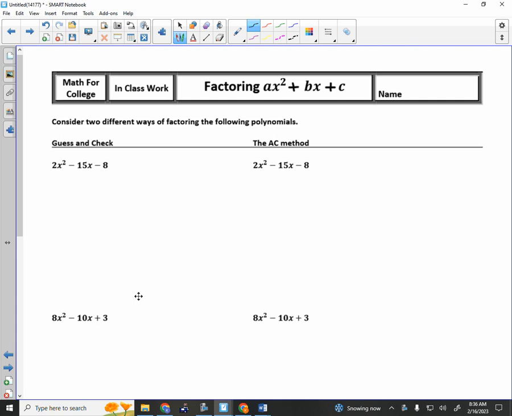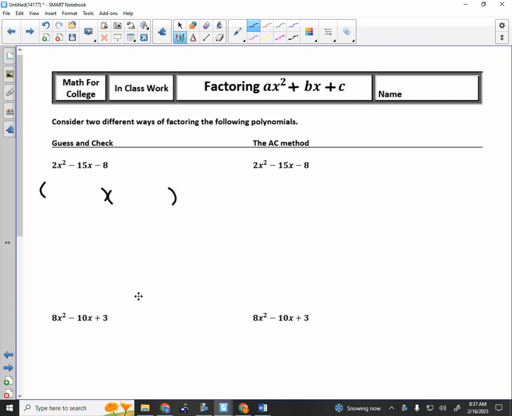And it's not as simple as saying, well, what are two numbers that multiply to -8 that add to -15? There are no numbers that multiply to -8 and add to -15. And so there's two options. I'm going to show you both. There's guess and check, and then there's what we call the AC method. So let's try the guess and check first.